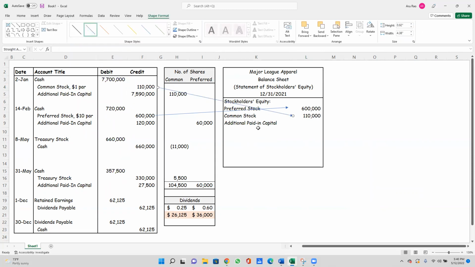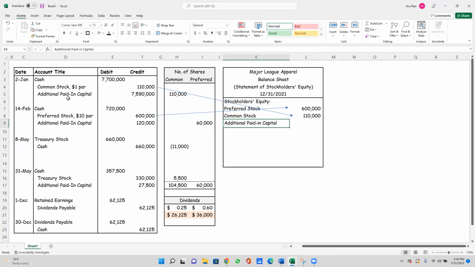Okay, now paid-in capital. Paid-in capital, I have three numbers. So I'm going to highlight it over here instead of drawing arrows. Three times I've credited paid-in capital. So you add the three numbers, and that gives you your paid-in capital. So we have 7,590,000, 120,000, and 27,500. That adds up to 7,737,500.